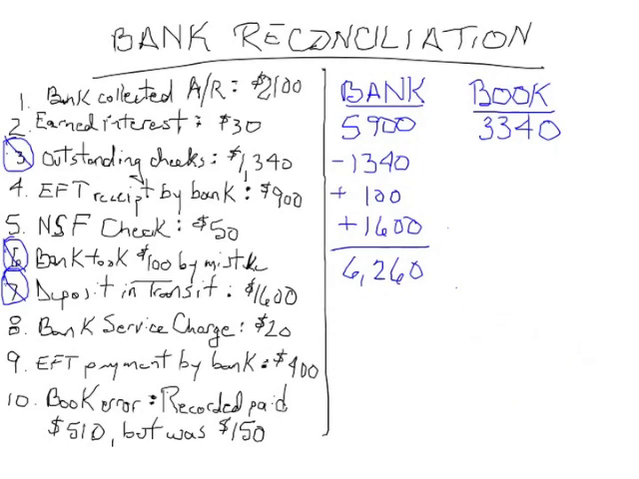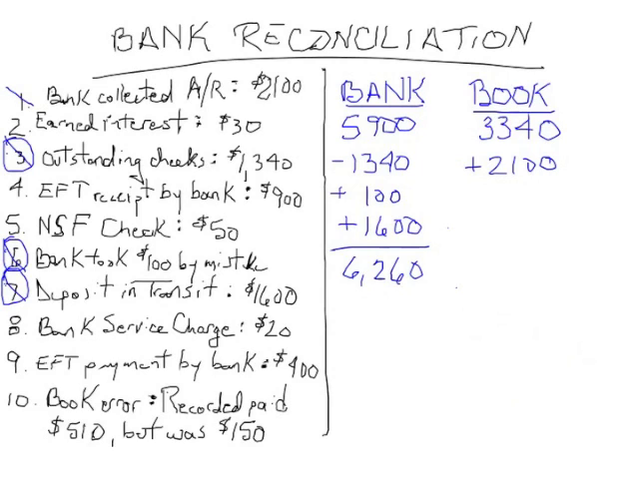So, the bank collected our account receivable for us. Somebody owed us money, and they paid it. The bank collected it for us. That's a service we pay them for. But they did that. So we have $2,100 that we see on our bank statement that we didn't know we had. So we get to add that plus $2,100. Yay, we have money we didn't know we had.